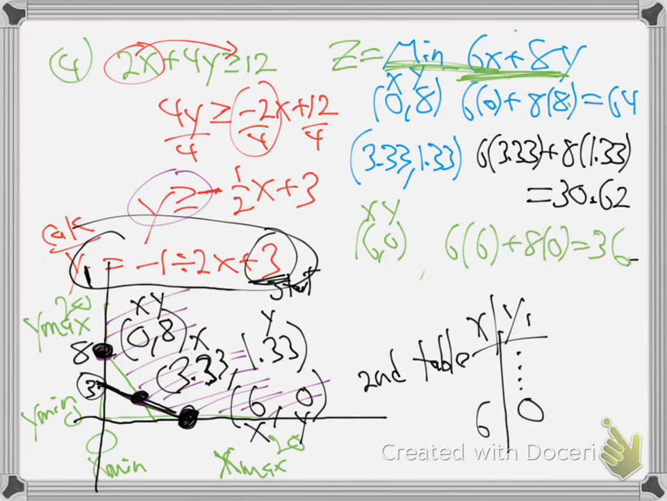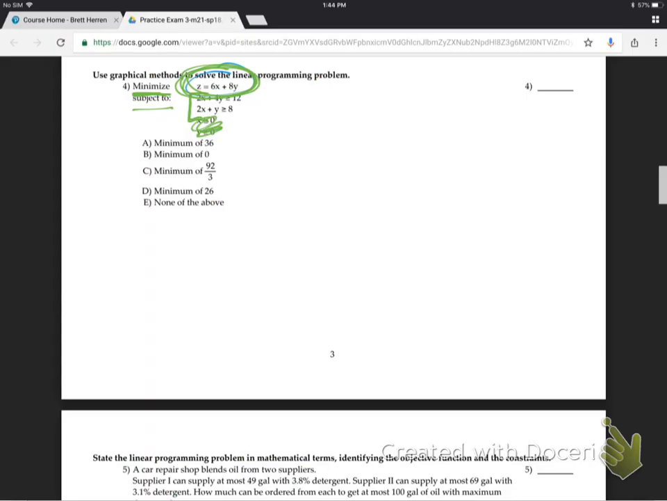That's 36. So which one of those is minimum, lowest? 64, 30.6, or 36? 30.6. This one. That's the winner. Ding, ding, ding. We have a winner. 30.6. Let's go back. Which one of those is it?